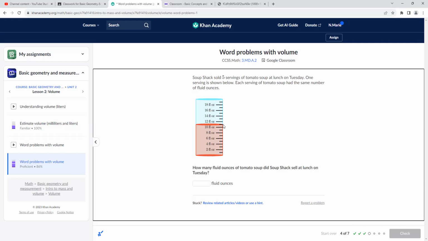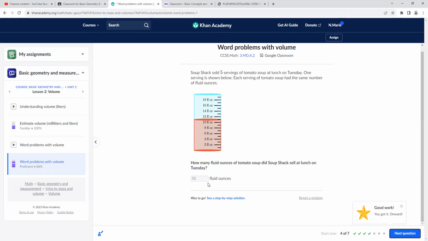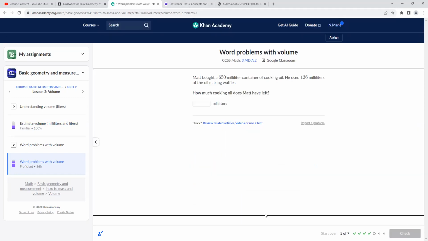Soup Shack sold 5 servings of tomato soup at lunch on Tuesday. 1 serving is shown below. Each serving of tomato soup had the same number of fluid ounces. Okay, so there's about 11. So you sold 5 servings on Tuesday, 1 serving is shown below. So if there were 5 of them, 11 times 5 would be 55. And so on, pretty simple.